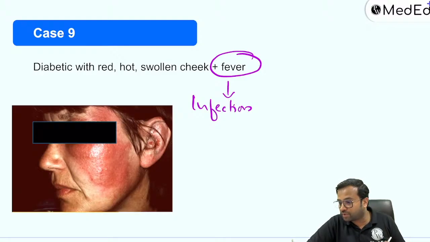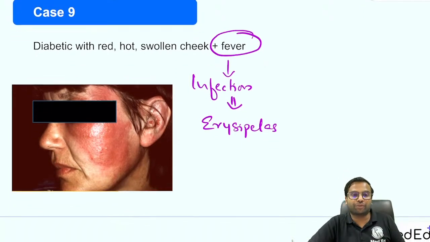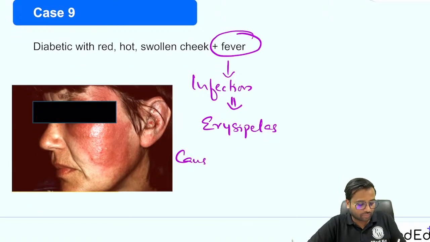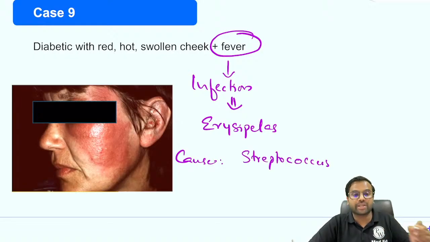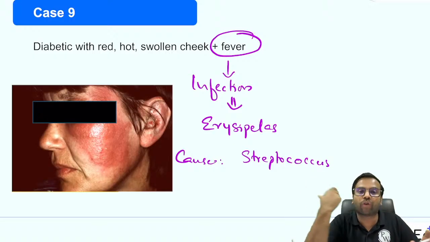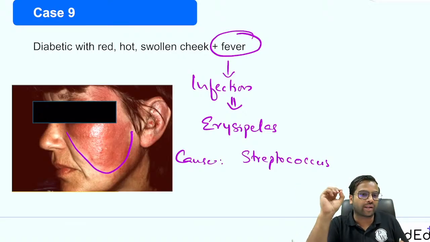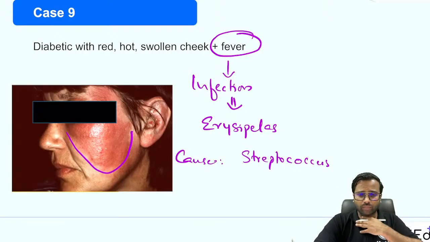And what should this infection be? SP is answering the right one. So this should be erysipelas, right? Erysipelas is an infection caused by streptococcus, where a patient can come to you with a red colored face and there would be some warmth over this lesion, and you can see that the borders of the lesion are well defined. Based on all these things, we can diagnose it as erysipelas.